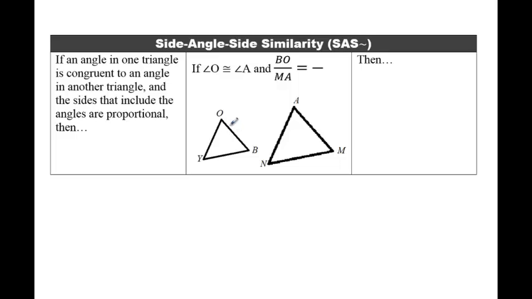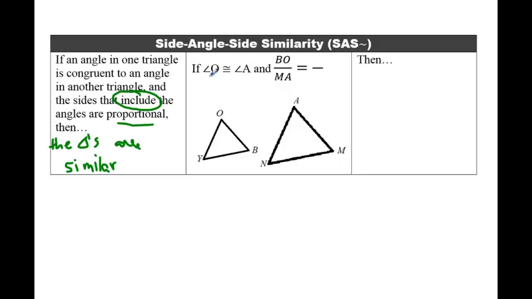There's other shortcuts. Side, angle, side. Just like side, angle, side congruence, there's one for similarity. Let's read through it. If an angle in one triangle is congruent to an angle in another triangle, and the sides that include the angles are proportional, not congruent, proportional. Remember, they have to include the angles, just like we did this before. Then the triangles are similar. You guys really ought to try to write with a mouse sometimes. Not so easy.